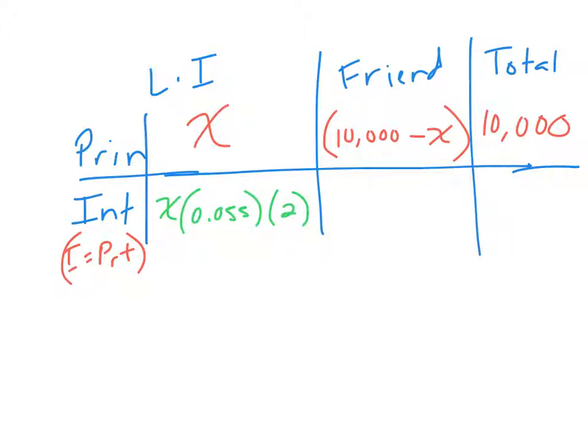We also have to put in our PRT for the friend. So remember that principal, we're just calling 10,000 minus X. The rate that he paid his friend back was a 2.5% interest. So that will use the decimal 0.025. And he paid his friend back after 9 months, which remember was 0.75 years. So that's what we're going to look at here.